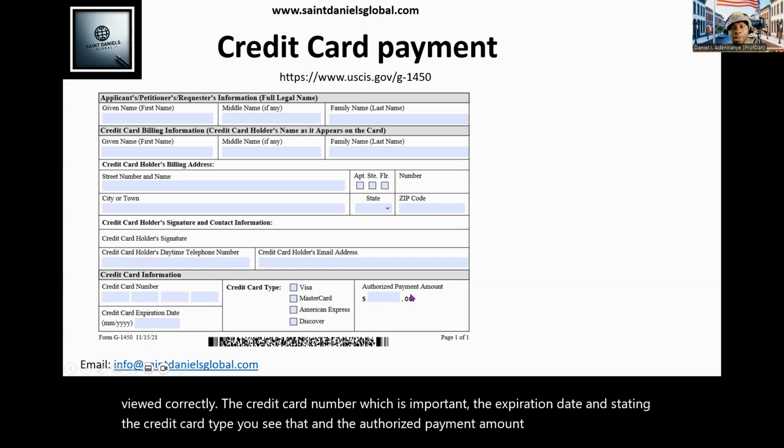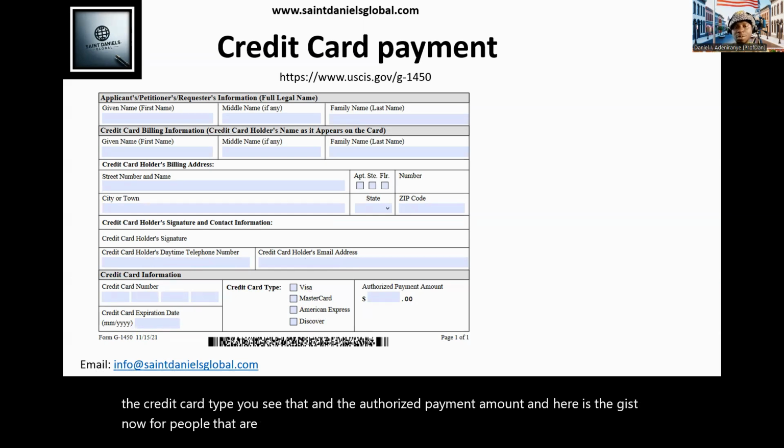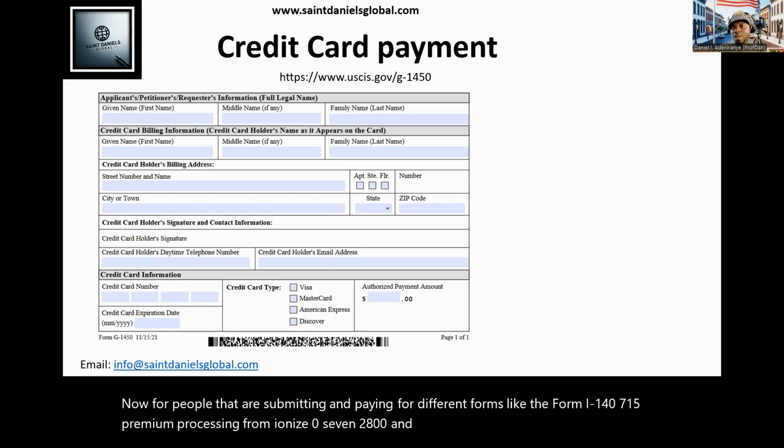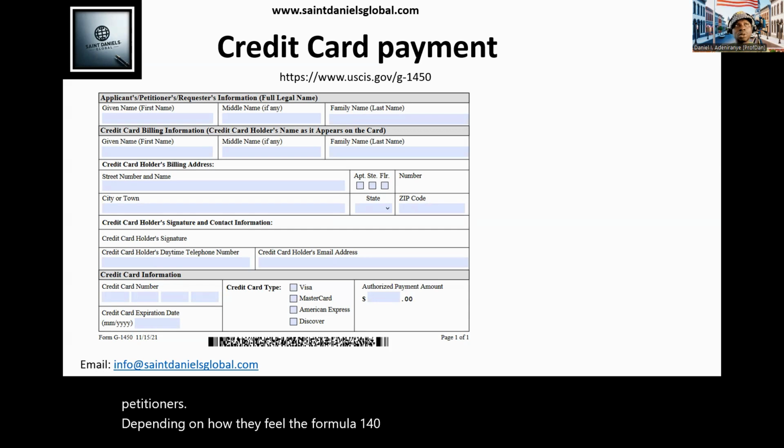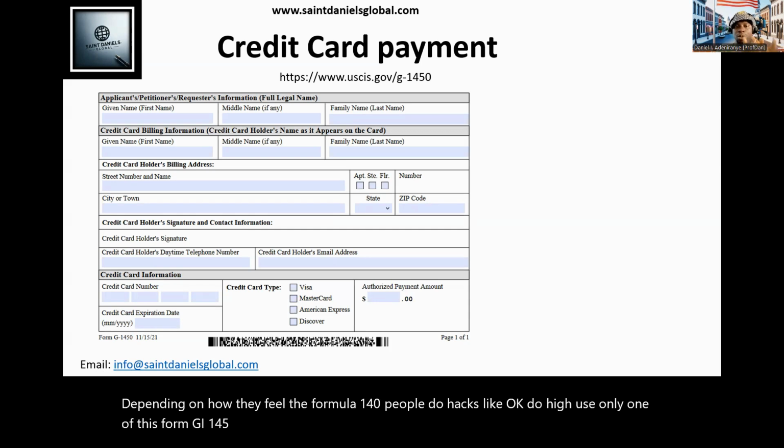And here is the gist. Now, for people that are submitting and paying for different forms, like the form I-140 715, premium processing form I-907 2805, and the Asylum program fee 300 for self-petitioners, and depending on how they fill the form I-140, people do ask like, okay, do I use only one of this form G-1450, or I have to pay them separately as well? In this case, for credit card. For that of cashier's check or money order, we've already said you have to pay them separately.